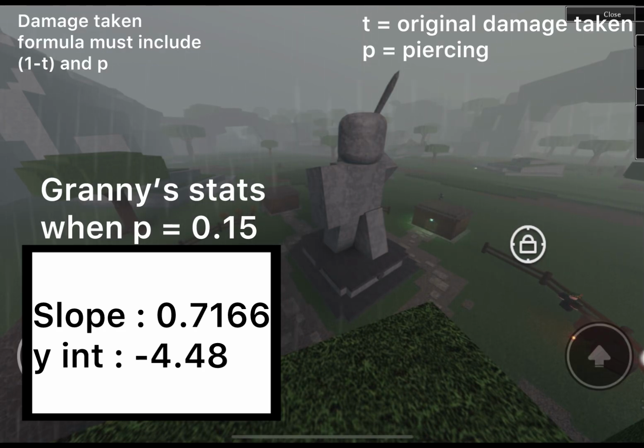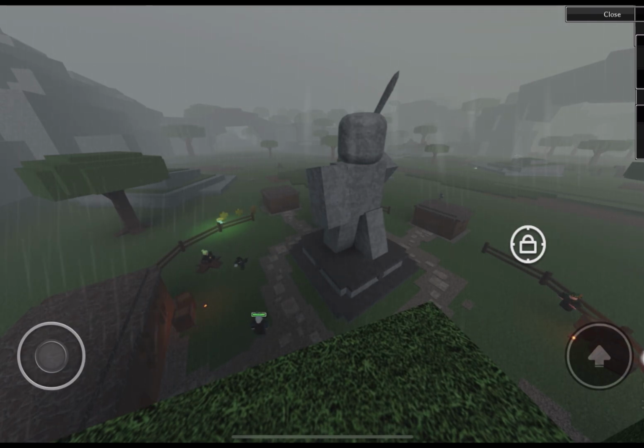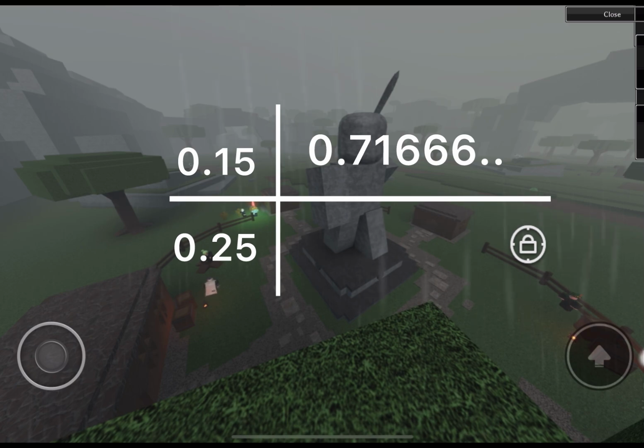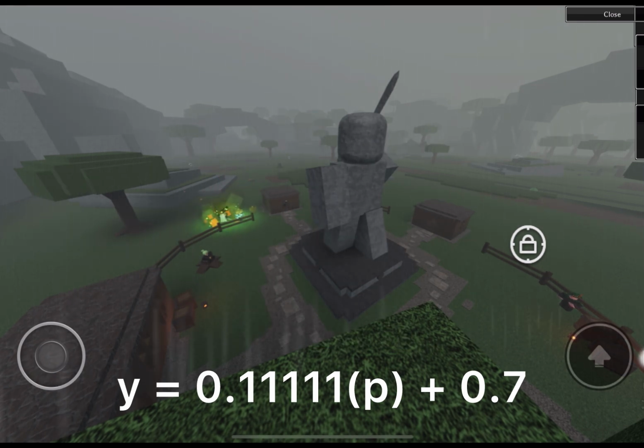So after plotting down the values and finding the equation of straight line, we get this equation. Now that we have 2 equations of straight line, let's plot the graph of how an enemy's new damage taken changes with piercing. Remember to only consider the slope of the equations as they correspond to the damage taken of the enemy, which we're trying to measure. Since we used 15% piercing and 25% piercing, we have to match them to their respective numbers, which are 0.71666 repeating and 0.727777 repeating. Let's put this formula on the side for now.